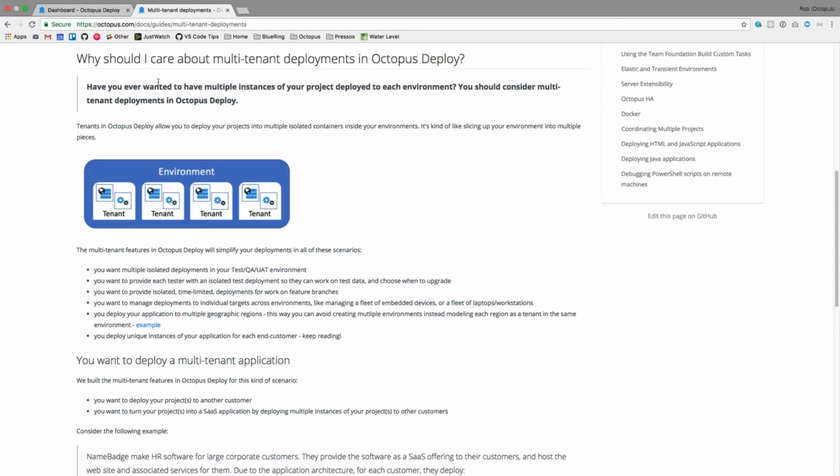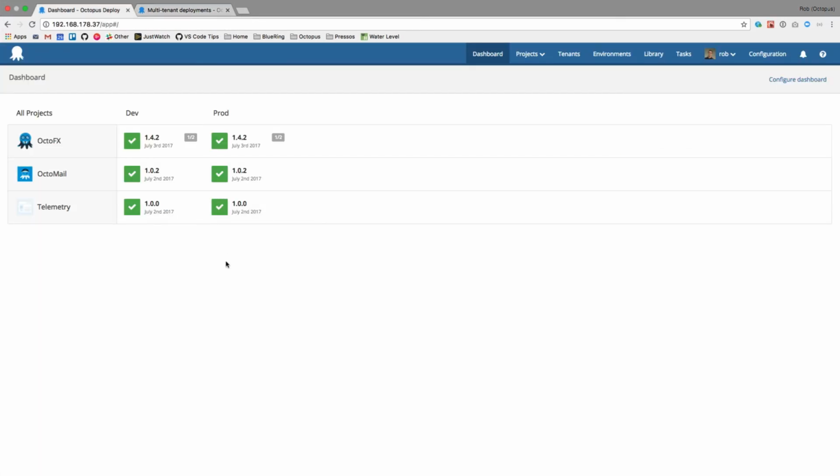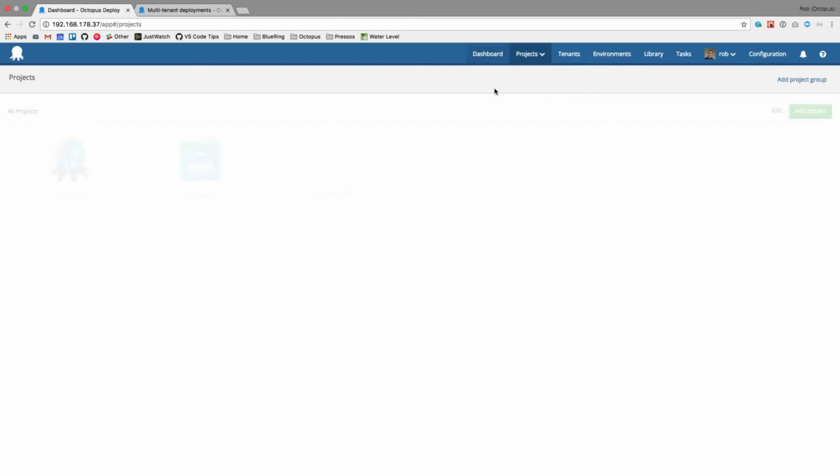So let's take a look at an example. I have a local server set up with a few projects, and let's just take a tour around. So I have OctoFX, which is a SaaS application, and it requires tenants. It's designed to be deployed over and over for different customers to give them a trading platform. I also have Octomail, which is just a simple web service which provides mail for other projects. So that could be OctoFX now and other projects in the future.